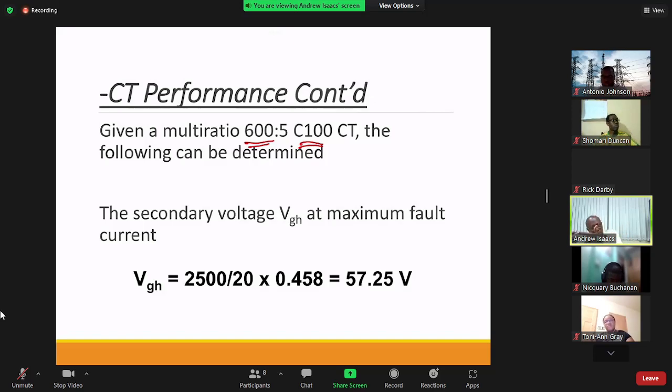Because also it is translating to the maximum current. This is the largest burden that they really would present to the CT. And with that burden, if it can handle that, then it can handle whatever is below that. So let's see. The 2500 at maximum current, which is the fault current, we have 2500 over 20. The 20 there comes from the 100 to 5 CT ratio. And we're multiplying that by the impedance to give us 57.25 volts.